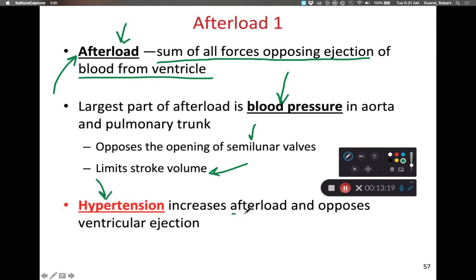Hypertension is the single biggest factor that increases afterload. And if somebody has hypertension, it's typically considered a contraindication for a lot of rigorous exercise. When I say contraindication, I mean that it's a medical condition that prevents them from doing some kind of activity or receiving some kind of treatment.